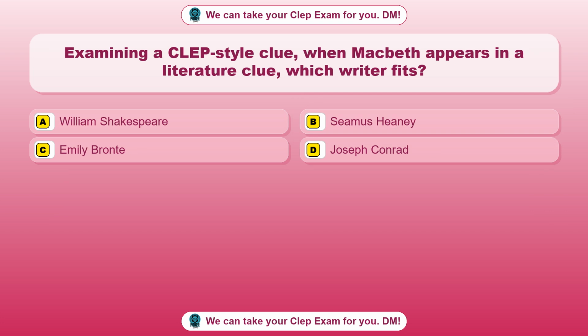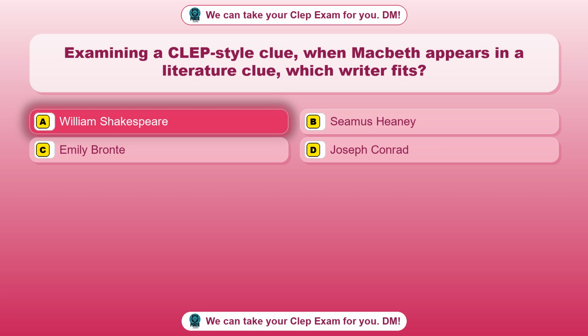Question 49. Examining a CLEP-style clue, when Macbeth appears in a literature clue, which writer fits? Option A, William Shakespeare. Option B, Seamus Heaney. Option C, Emily Bronte. Option D, Joseph Conrad. The correct answer is option A, William Shakespeare.